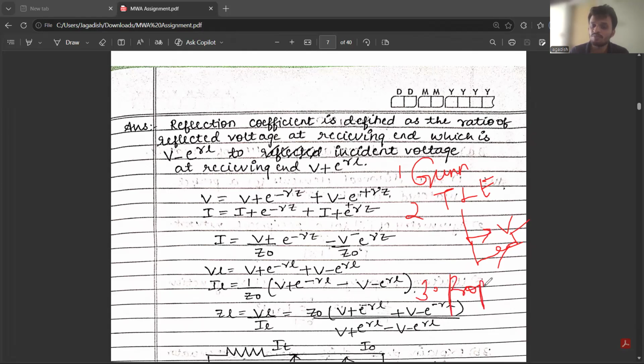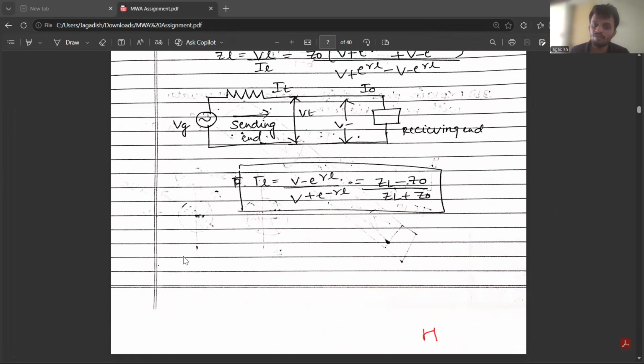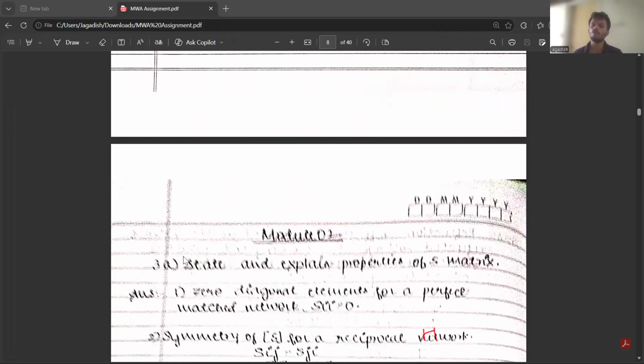Then practice problems on what I told you: the transmission coefficient, reflection coefficient, propagation constant, and SWR. If you are facing difficulty studying this module, focus mainly on these four topics so that you will be on the safer side. Next, we will go to module 2.